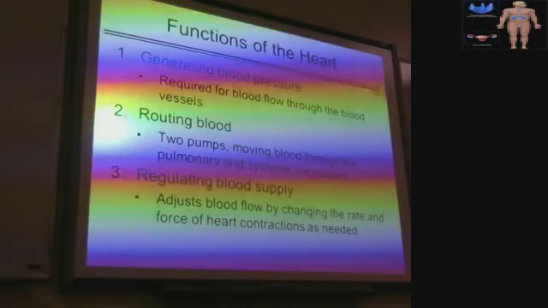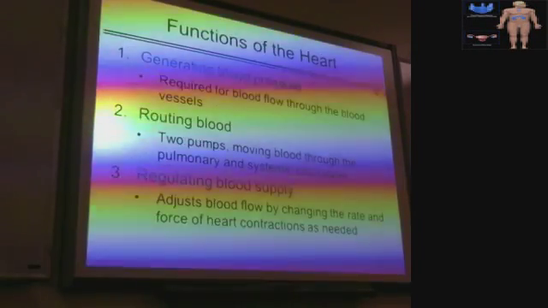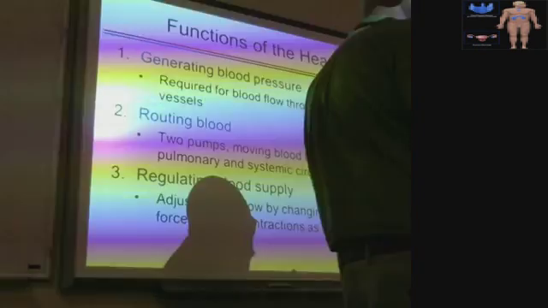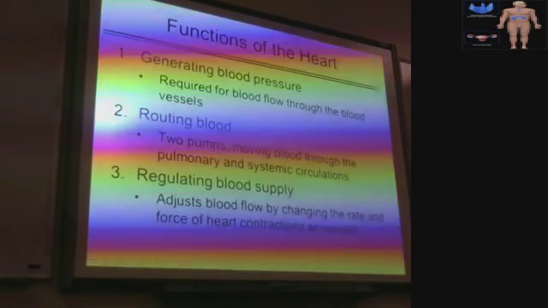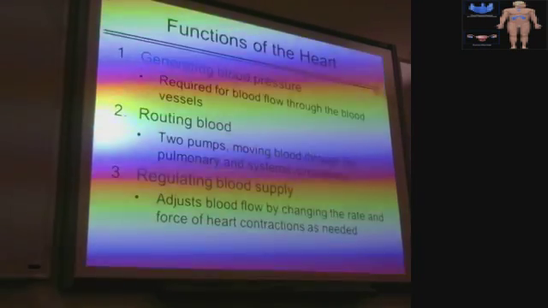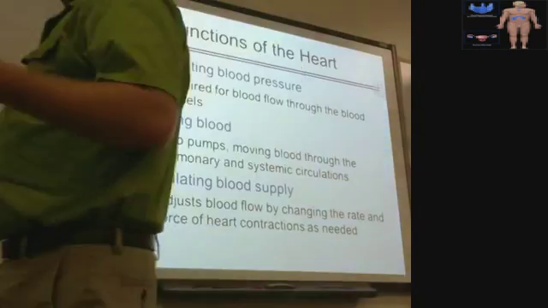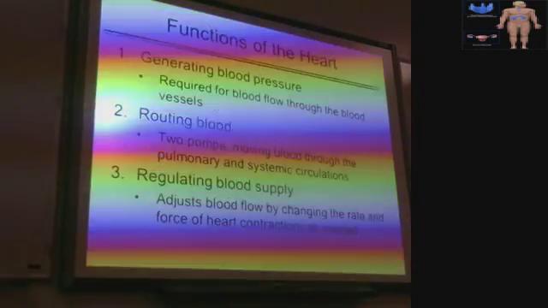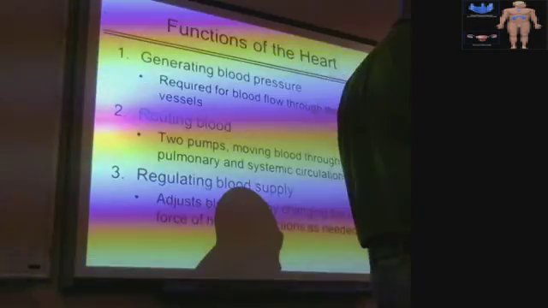All right, so let's go ahead and talk about functions of the heart. We know pretty much a good idea about what goes on with the heart. It pumps blood through the body, generating blood pressure, meaning that without the blood pressure, it wouldn't be able to flow from point A to point B. If your heart didn't pump it out, it wouldn't be able to make it to your outer extremities.